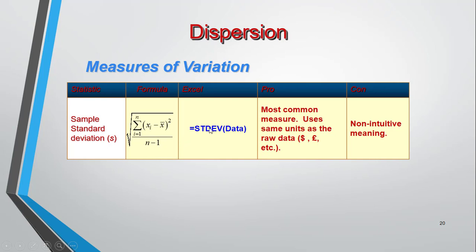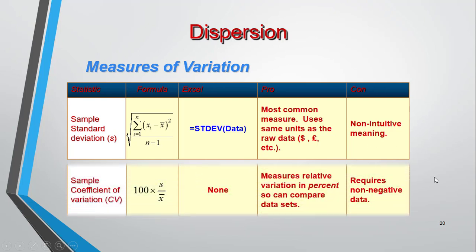To calculate that in Excel, we use equal STDEV for standard deviation and the data range. Okay? It's the most common measure to use, and it uses the same unit as the raw data. If the raw data is in dollars or pounds, the standard deviation is also in dollars or pounds. It's also not very intuitive, but you need to learn this. You have to memorize it, truly understand it, and know how it's calculated. Standard deviation, very important. Okay.